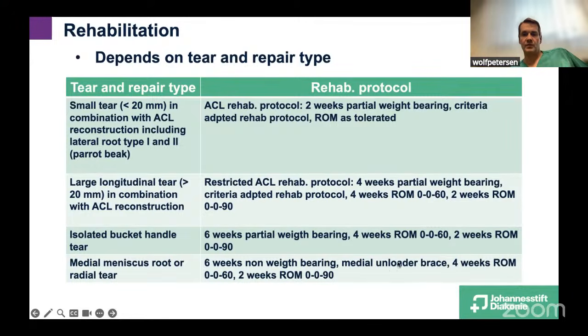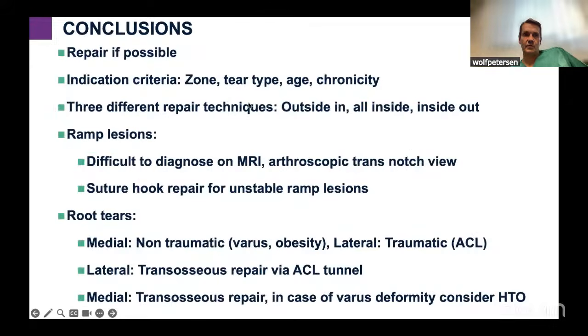In most cases, I use a medial unloader brace, also in combination with range of motion restrictions. So in conclusion, repair the meniscus if possible. Indication criteria are tears in the red or red-white zone, tear type, age, and chronicity. These criteria are important. Then we have three major repair techniques: outside-in, all-inside, and inside-out. All of these techniques have their indication.